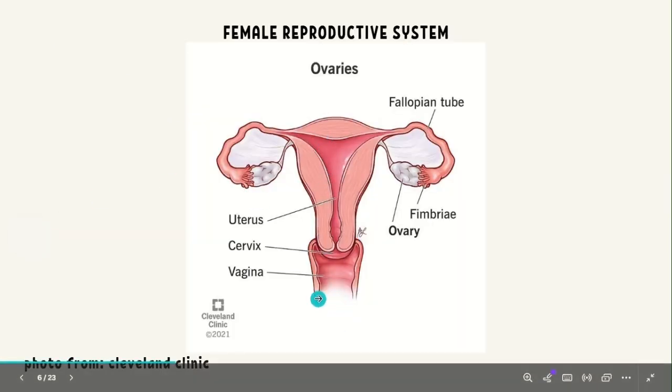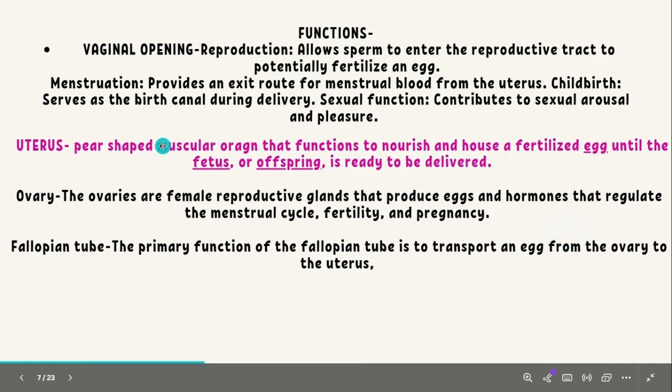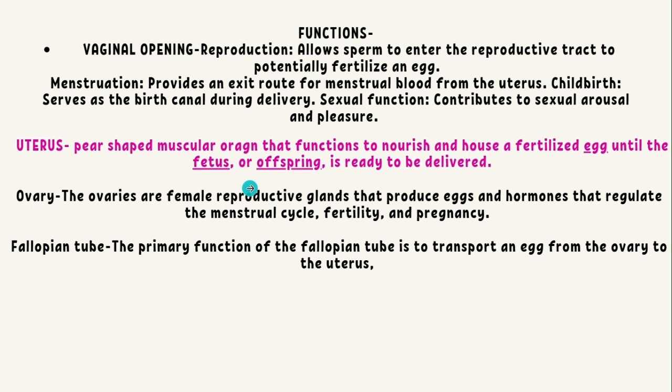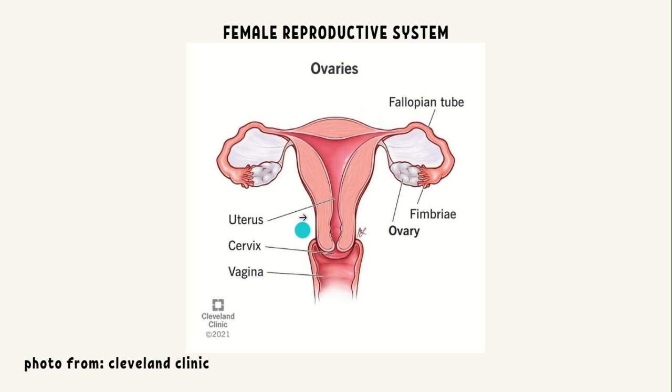If you give birth, it has to pass right here. Menstruation, it has to pass right here. So this is very, very important. So now the uterus, which is described as a pear-shaped muscular organ, that functions to nourish and host a fertilized egg until the fetus or offspring is ready to be delivered. So basically, it would be implanted on here.